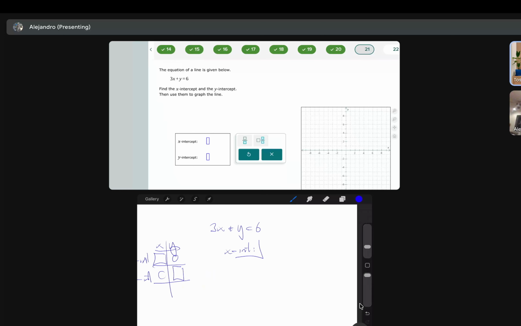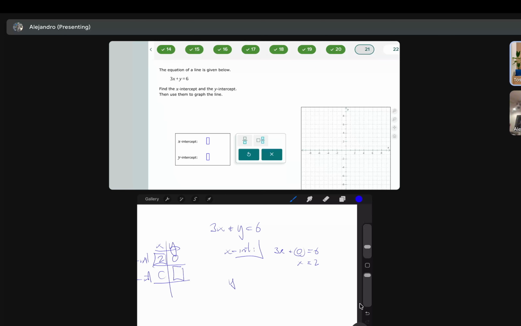So x-intercept. Your y is 0. So you can see already 3x plus 0 equals 6. I'll plug in 0, so x equals 2. Divide both sides by 3. So therefore, it's 2 comma 0.